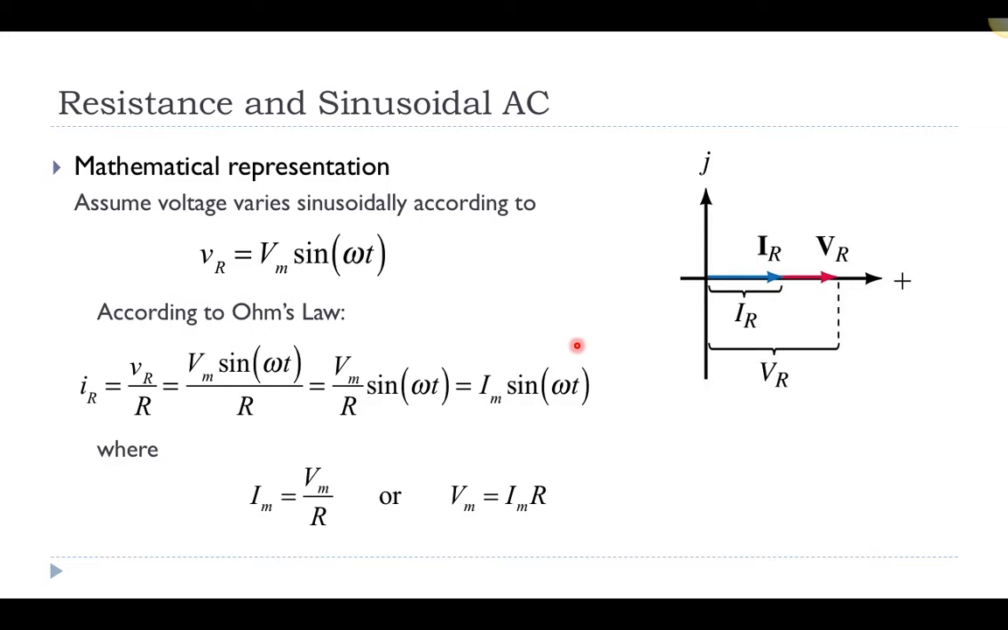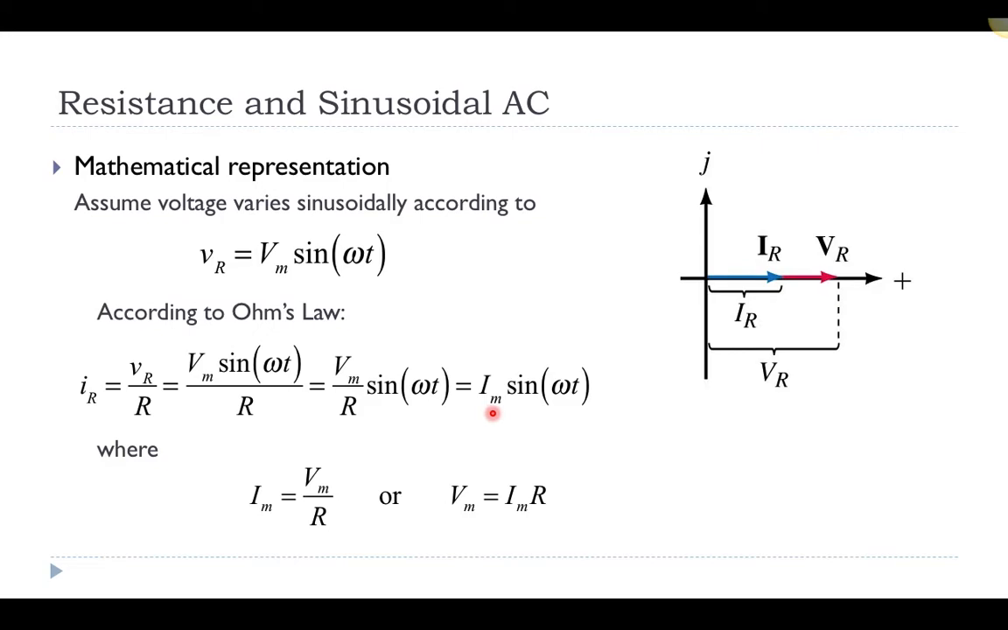Looking at the mathematical representation, assume that the voltage across the resistor varies sinusoidally with time, with a phase angle of 0, so the voltage has some maximum value or amplitude. I can determine the current by taking the voltage across that resistor and dividing by the resistance, according to Ohm's law. I can factor out the amplitude of that voltage, divide by the resistance, and call that voltage over the resistance some maximum current value.